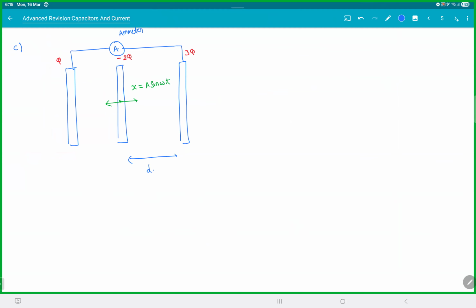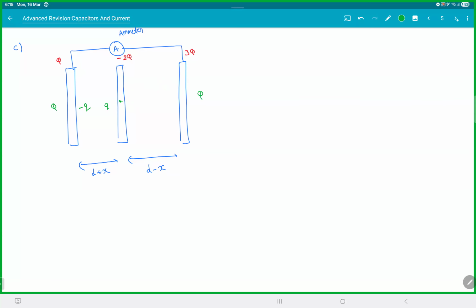This distance will become D plus X. Then the charge distributions will be, first of all, what is the charge outside? Outside charge will be total by 2. Total is 3q plus q minus 2q. So the total charge will be q and q. Great. So if you take this thing as q, small q, this has to be minus q.